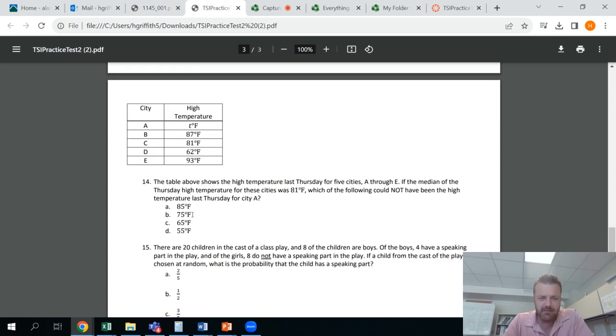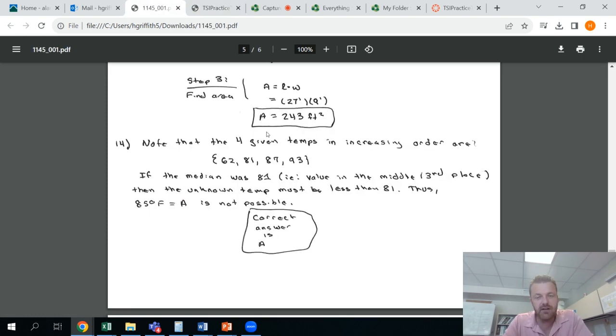So let's look at what these temperatures are: 75, 65, 55. The key thing is you can't pick 85, because if you pick 85, you're going to have a number over here on the right, and 85 actually becomes your median value. It's right there in the middle. Remember, median is the number in the middle of the ordered data set. So answer A is the only one that you could pick that would make the median not 81. So the answer here is A.